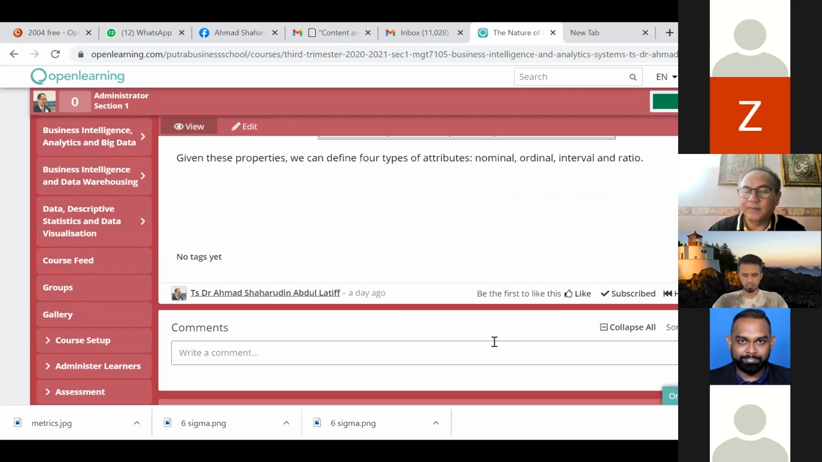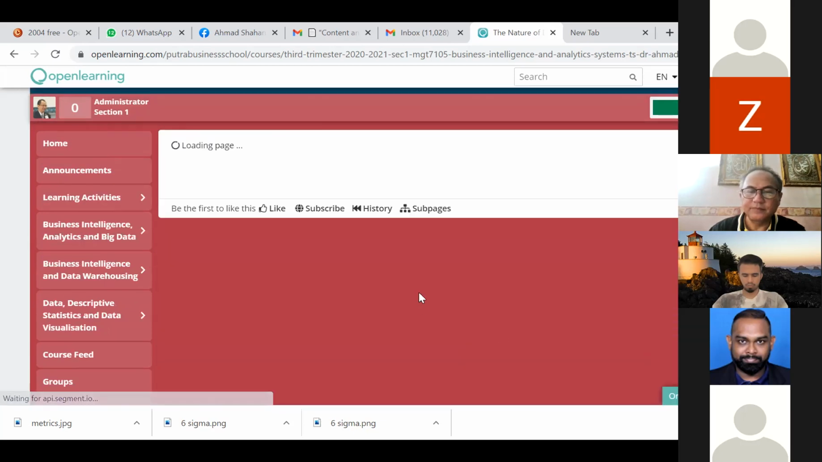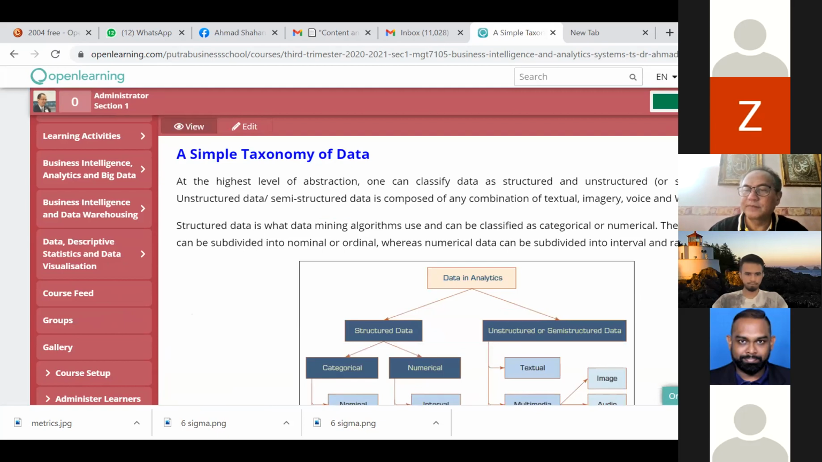Okay, we look into simple taxonomy of the data. Any questions before that? Everybody can follow? Okay.